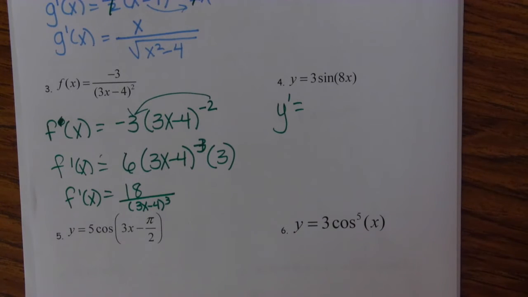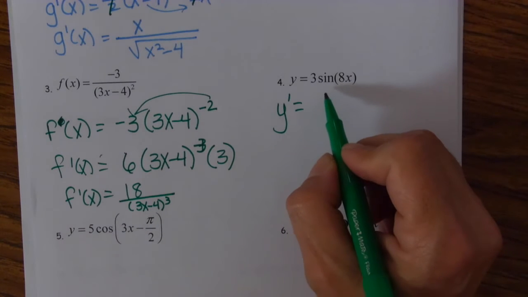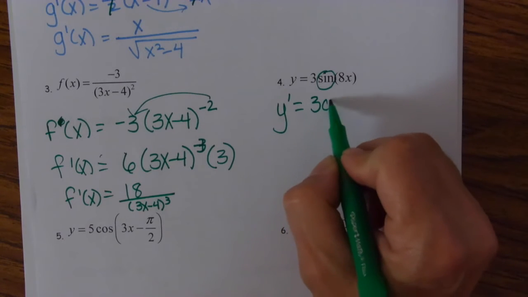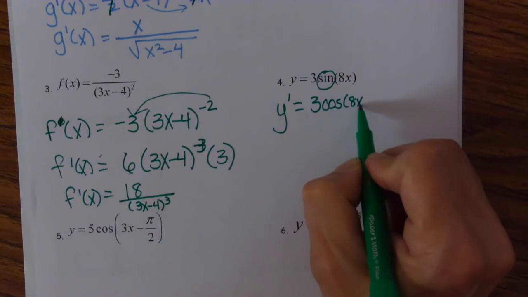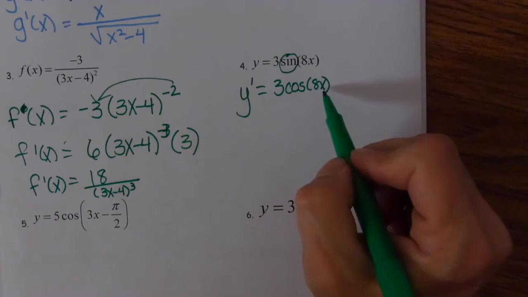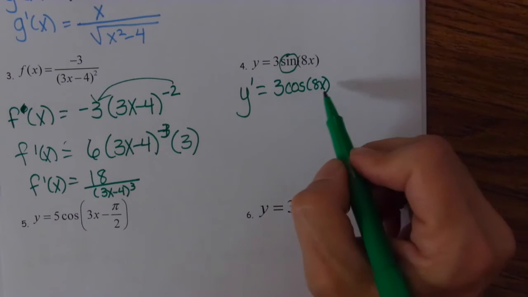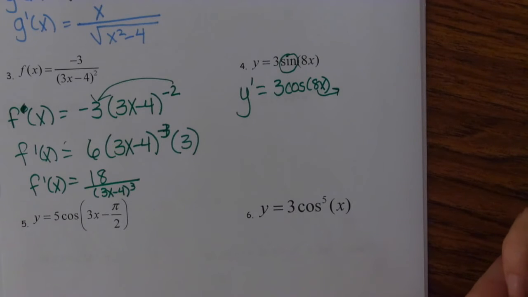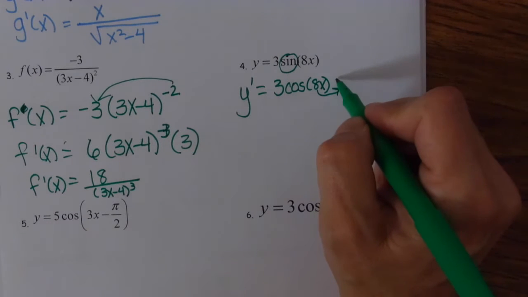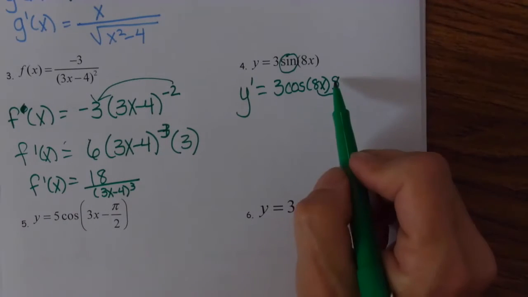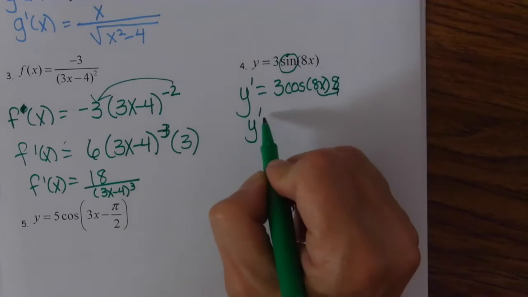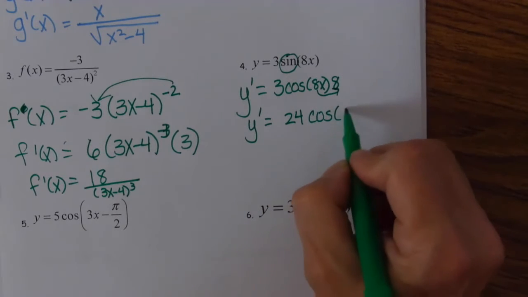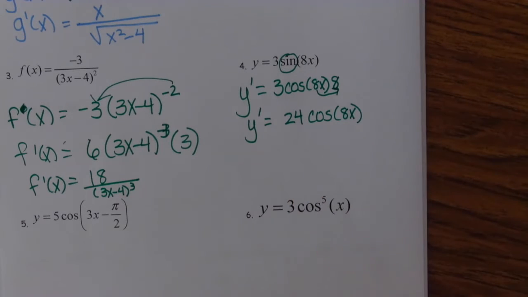What's this one? First, we take the derivative of sine. So 3 cosine 8x, right? But 8 was more than just a simple x, so we need to take the derivative of that. What's the derivative of 8x? 8. So now we have an 8 and a 3. So what would we say about 8 times 3? 24 cosine 8x.